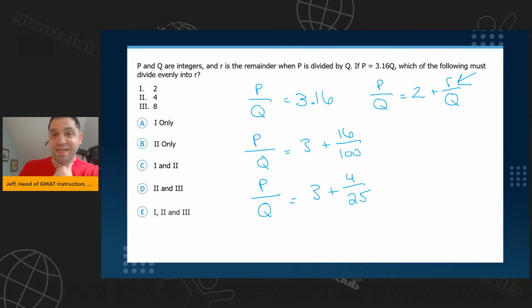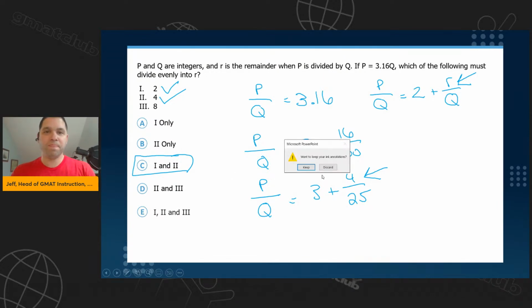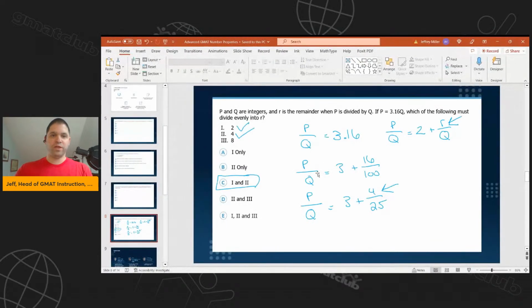We've reduced the 16 down, which you have to do. So the remainder is a remainder of 4 at the bare minimum. Well, what must divide into 4? That would be 2 and 4, and that's 1 and 2, and the answer is C. So if you're well versed in the remainder formula, then this problem is pretty straightforward for you. It sounds like it was for most of you.